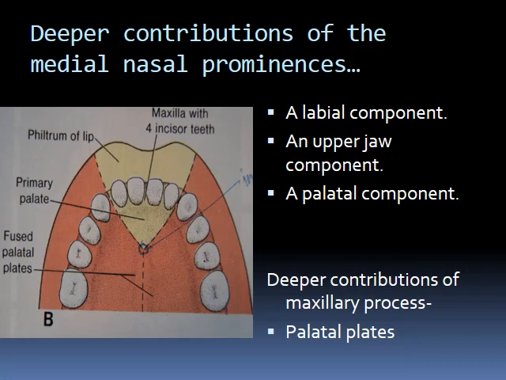Then it also has an upper jaw component. That means the upper 4 incisor teeth develop from the medial nasal prominence, and it also has a palatal component. You can see in the picture the triangular area behind the incisor teeth. So that palatal component represents the primary palate.